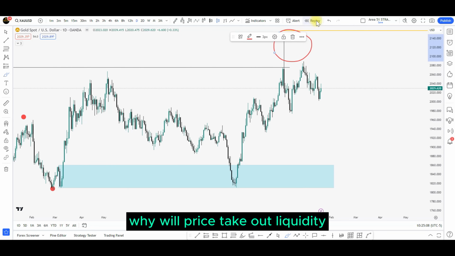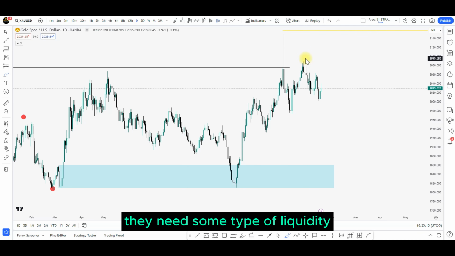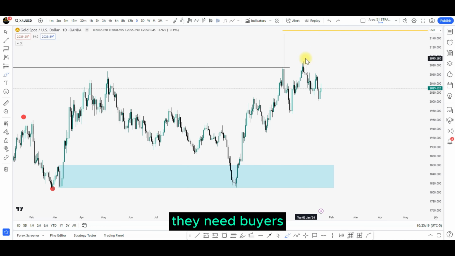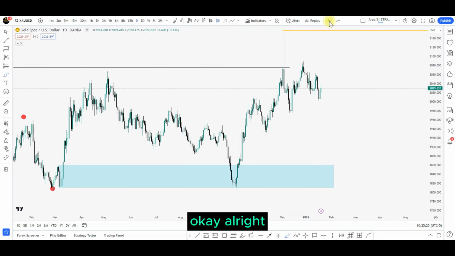Why will price take out liquidity? There's no offend. All of this is because the big banks need some type of liquidity. When they're buying, they need sellers, and when they're selling, they need buyers. So they need the liquidity in order to fill the rest of their positions. Okay, all right. What do we have here on this time frame?